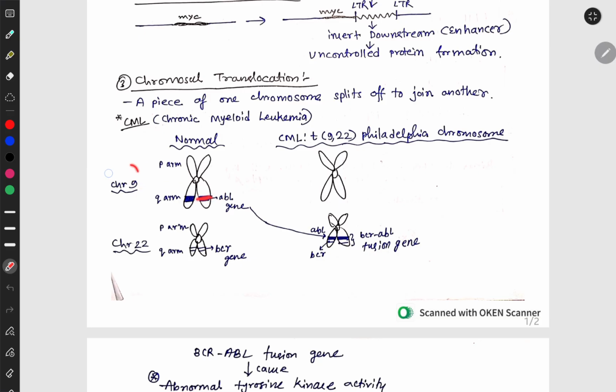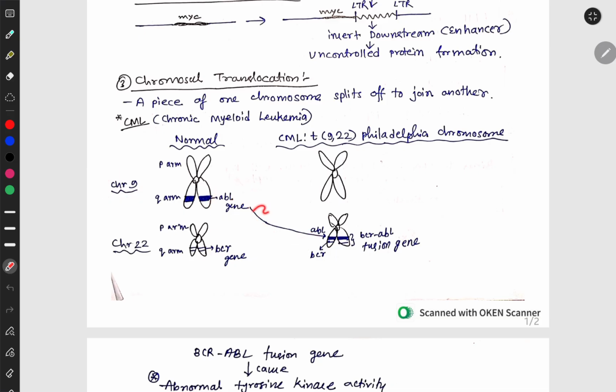So the ABL gene is present in chromosome 9 Q arm normally, and in the chromosome 22 Q arm, there is a normal gene present, that is the BCR gene, breakpoint cluster region. So you have to remember, chromosome 9 Q arm normally has the ABL gene, and chromosome 22 Q arm normally has the BCR gene. Now in CML, what occurs is t(9;22). What do you mean by this t(9;22)? It means that one part of the 9th chromosome goes into the 22nd chromosome, and that special chromosome is known as the Philadelphia chromosome.